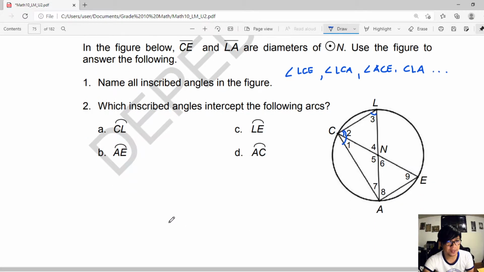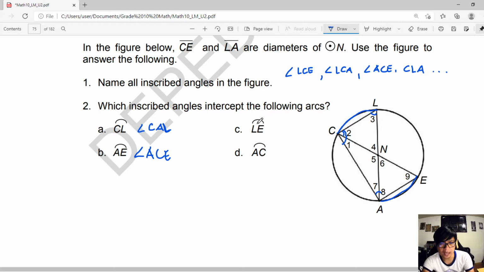Okay, let's proceed with number 2. Which inscribed angles intercept the following arcs? Sige. Arc CL. Saan ang arc CL? So, arc CL, this one. Ang inscribed angle niya is angle CAL. How about arc AE? Ito. Ang inscribed angle niya is angle ACE.